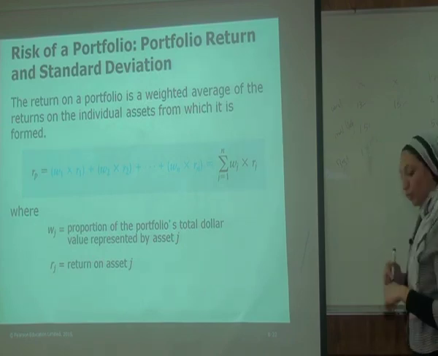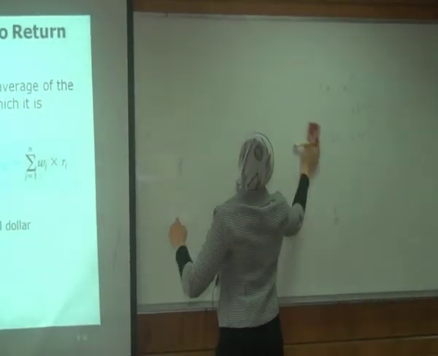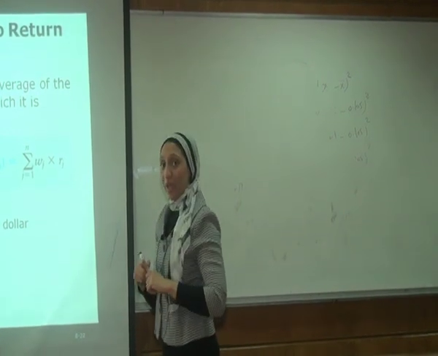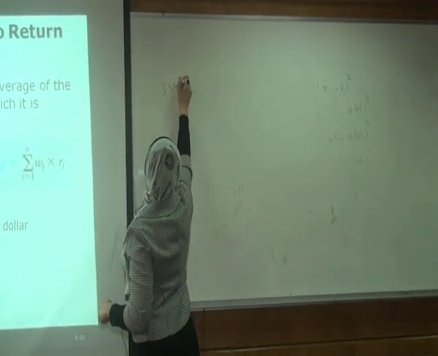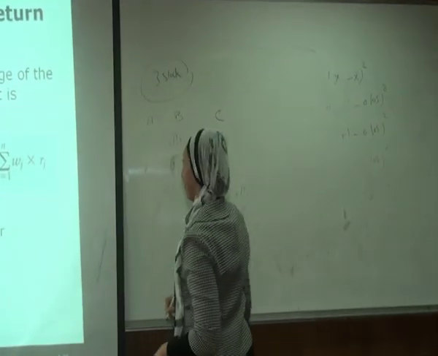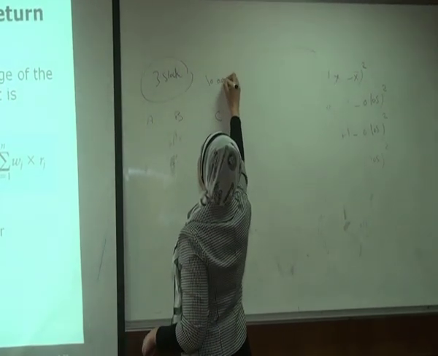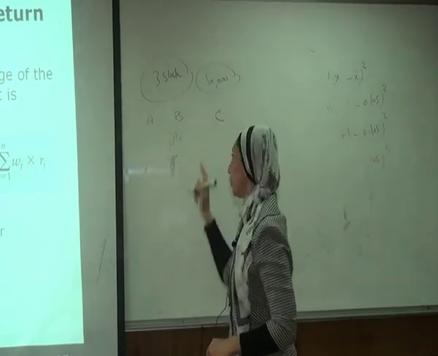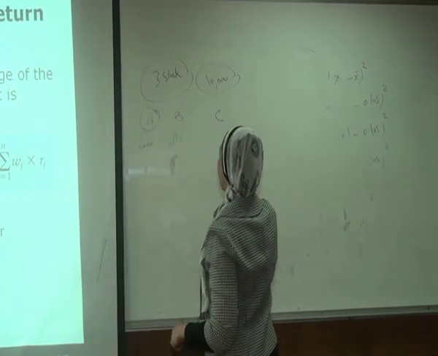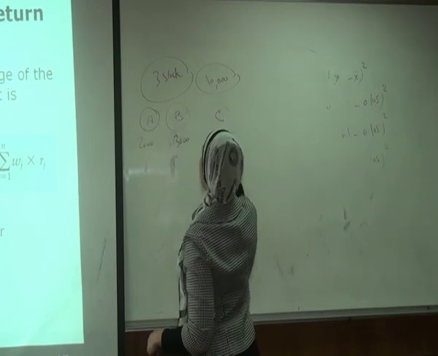If I have a portfolio of 3 stocks, okay, A, B, and C. I have 10,000 pounds. Okay, I put 2,000 pounds in stock A, 3,000 pounds in stock B and 5,000 pounds in stock C.